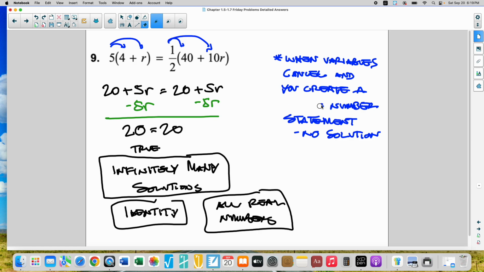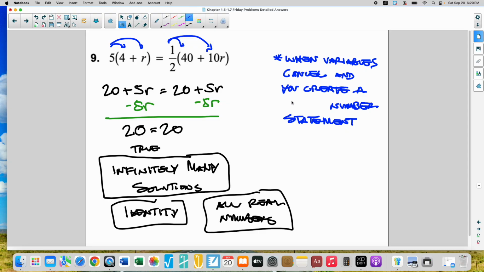Not that. Oh, whoops. I do want that part. I just want to erase this. I want to erase this. And I want to write this.